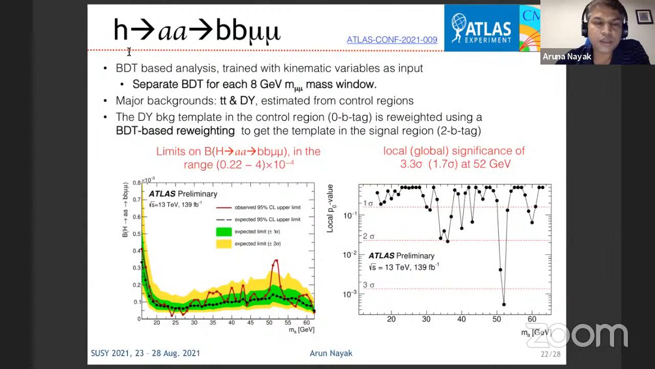So you can see here the results. The results are obtained in terms of upper limits on the branching fractions. Here you see that the expected and observed limits are pretty close, except at one point around 51 GeV, where you see a local significance of around 3.3 sigma and a global significance of 1.7 sigma.